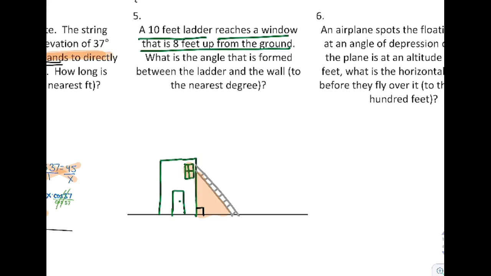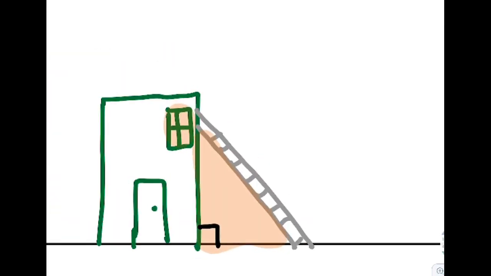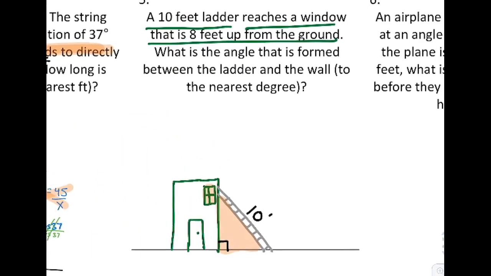A 10-foot ladder. So that means the ladder is 10 feet. It's 8 feet up from the ground. What is the angle that is formed between the ladder and the wall? The ladder and the wall. So we're looking for that angle.